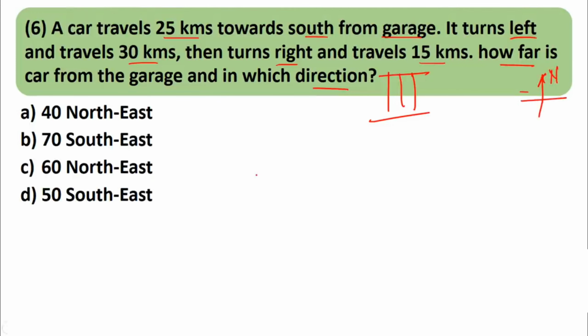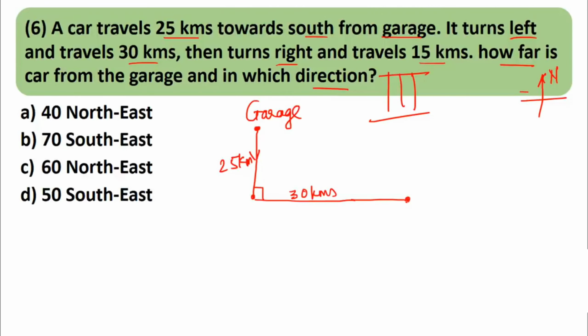The car travels 25 kilometers towards south from the garage. So this is the garage, and the car starts and travels 25 kilometers towards south. This is south and the car reaches over here. It turns left. Left for the car now, since it is facing south, will not be the same left as ours. It would be the opposite side. The car turns left and travels 30 kilometers. The turn will be 90 degrees because they have just given a left turn. So the car travels 30 kilometers and it reaches here.